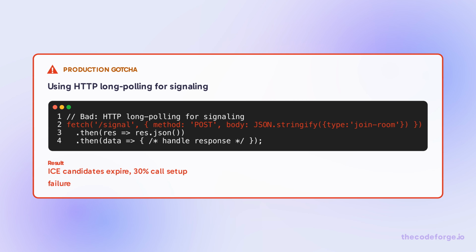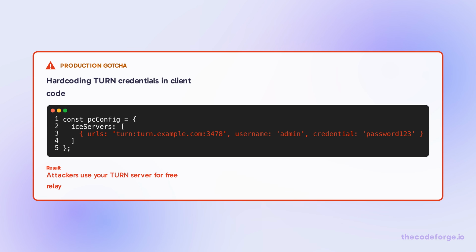Some tutorials show signaling over HTTP long polling. Don't. The latency kills the ICE negotiation window. WebSocket is mandatory. I've seen a team lose 30% of call setups because ICE candidates expired before the HTTP response came back. I've seen production configs with hard-coded TURN credentials in the client code. Attackers can use your TURN server for free relay, costing you bandwidth. Always use time-limited credentials generated by your signaling server. CodeTurn supports a REST API for this.